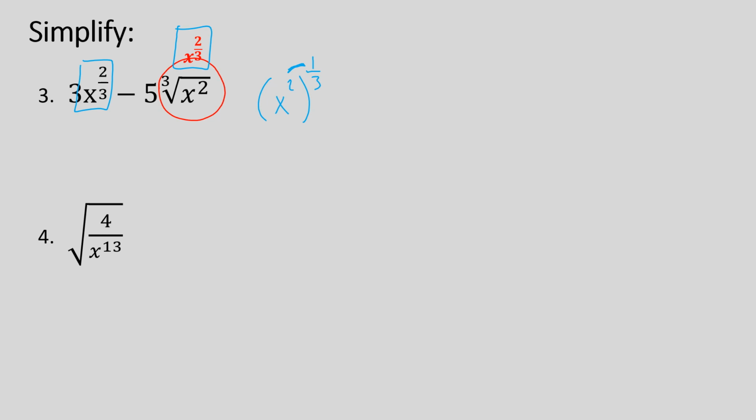So since we have 3x to the 2/3 power minus 5x to the 2/3 power, all we're going to do is subtract the coefficients. 3 minus 5 is negative 2x to the 2/3. You can write it like that, or you could write it as a root, negative 2 cube root of x squared.